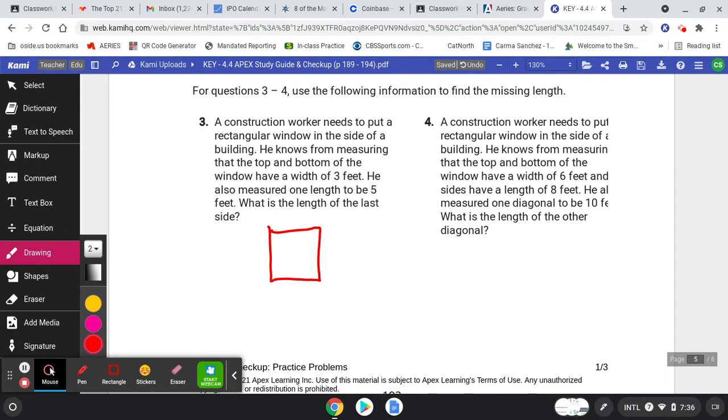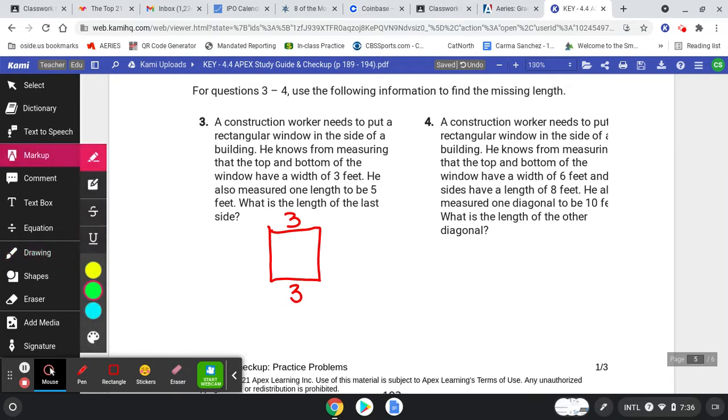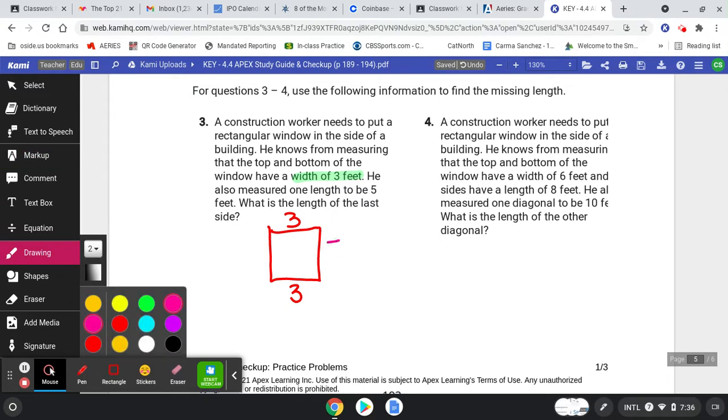It's making the widths a little bit shorter. Okay, so the top and the bottom are 3 feet. Where did I just get that? Do you see here? And then they also measured one length to be 5 feet. What is the length of the last side? Obviously, it's just 5.